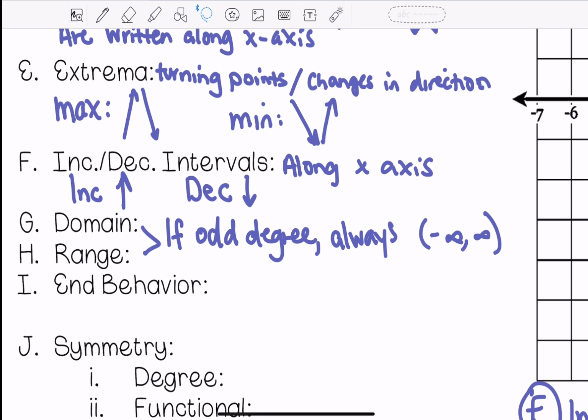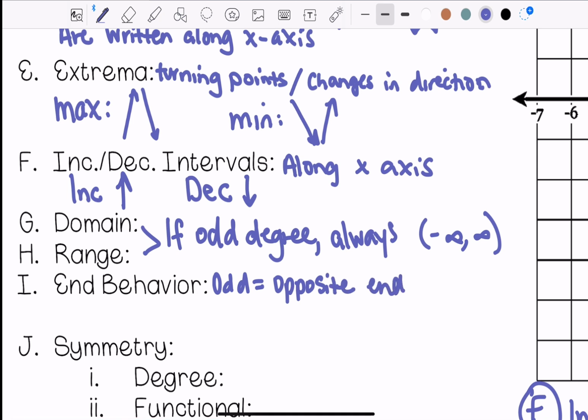Next, we have our end behavior. End behavior here, like I just mentioned, if we have an odd degree, the ends are always going to be pointing in opposite directions. I'm going to put odd equals opposite ends, which is different than we just saw with our quadratic functions, which are even functions, right? They're x squared, 2 is an even number. Those ends are always going to be going in the same direction.